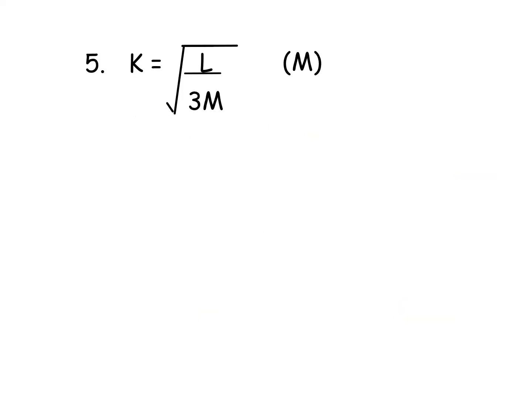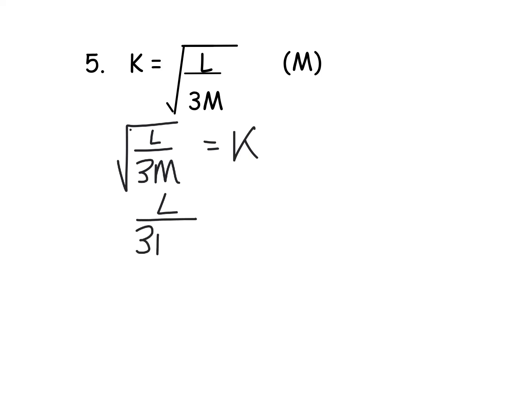Okay, question 5, another one with a square root. So this time, the square root surrounds everything. So think about it being like everything is trapped in by the square root. So I can't move that 3 or the m until I've taken it out of the square root. So we know the opposite of square rooting is squaring the other side. Now I'm just going to rewrite it because I know that's what I've been doing in my other examples. So I'm going to square the other side, which leaves me L over 3m equals k squared.